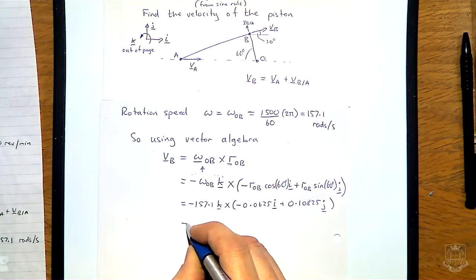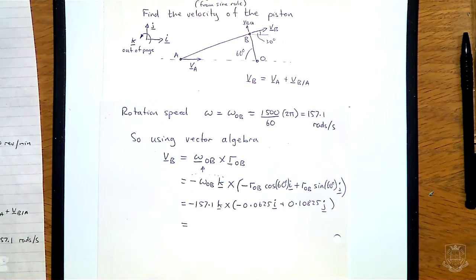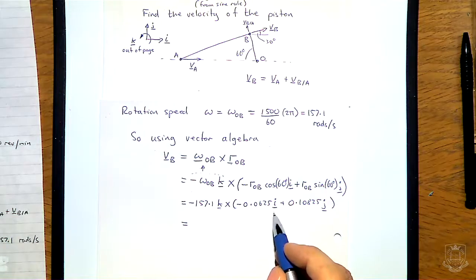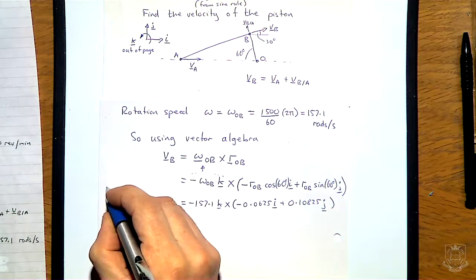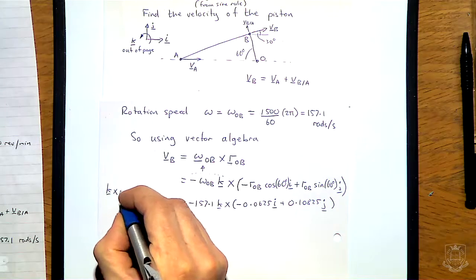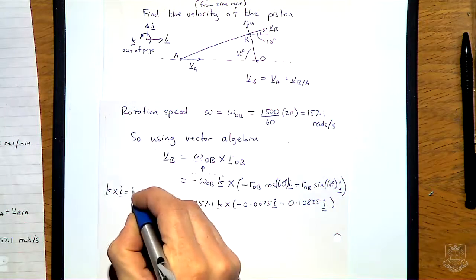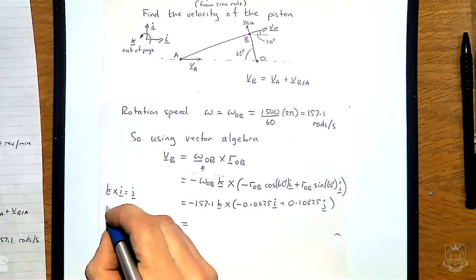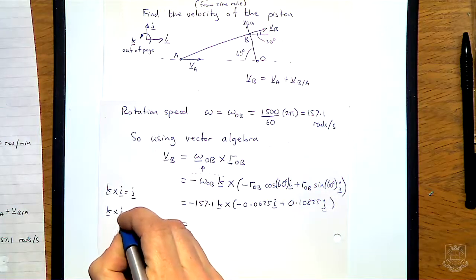And if I multiply that out, two things are going to happen. First of all, I can multiply the numbers straight away, that's not a problem. But I have to remember that k crossed with i gives me something specific. So let's write down what they are. K crossed with i is equal to j. Do you remember we did these in a previous lecture? And then k crossed with j is equal to minus i.